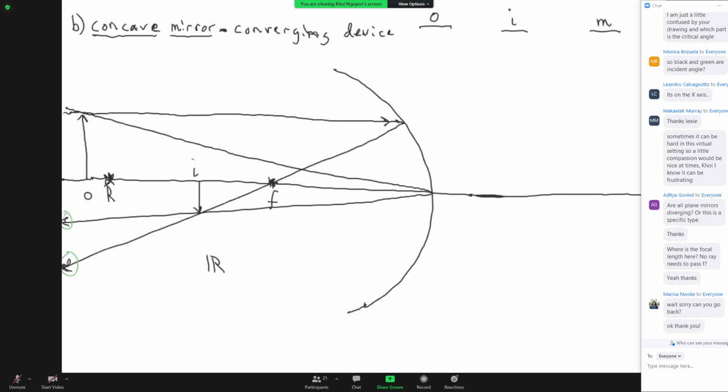So the converging device is unique. With the converging device, you can get inverted real images and upright and virtual images. So we need to know when that occurs. So when the object is beyond R, the image is going to be between the radius of curvature and the focal length. Magnification is going to be inverted, real, and smaller.